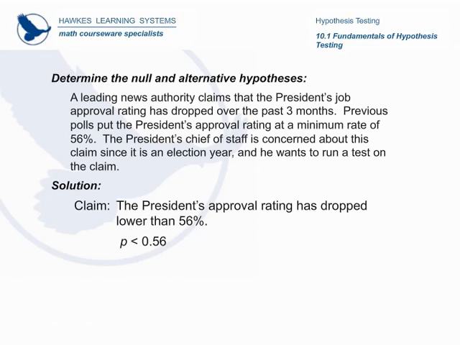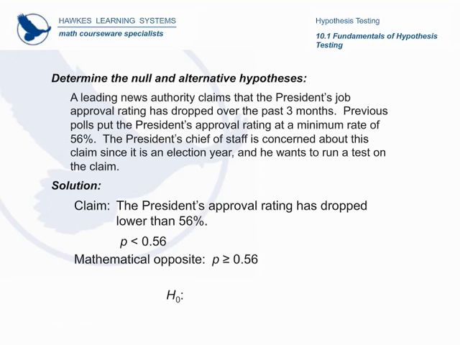So we use symbols to say the probability is less than 0.56 or 56%. Next, let's take a look at the mathematical opposite, which we know is the alternative hypothesis. And that's stated as the probability is greater than or equal to 0.56 or 56%. Let's put it into symbols.